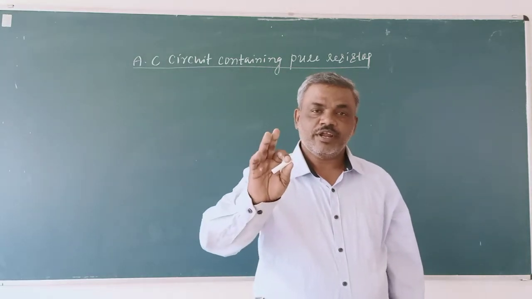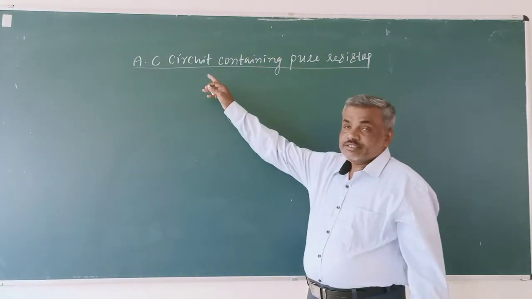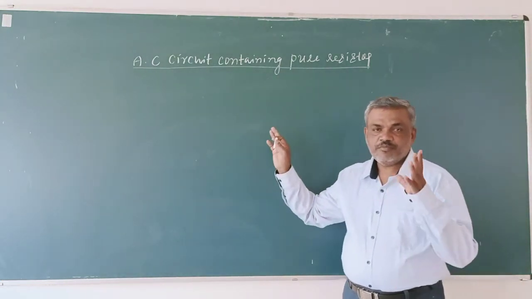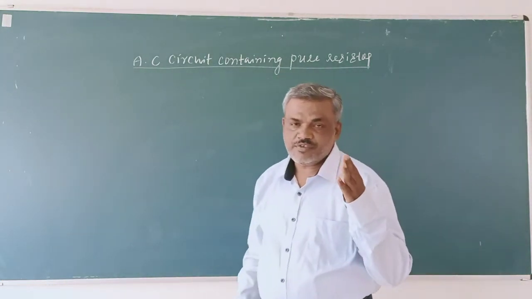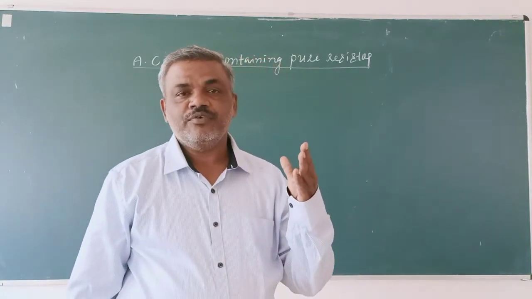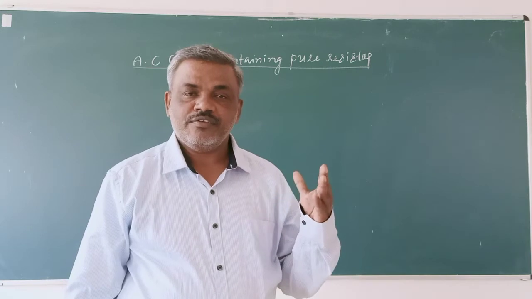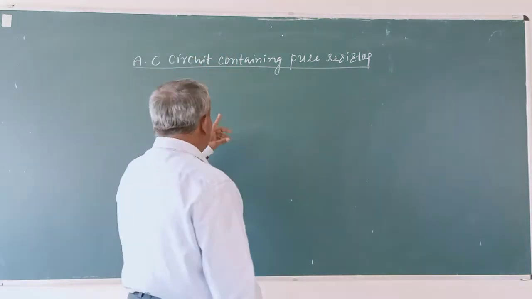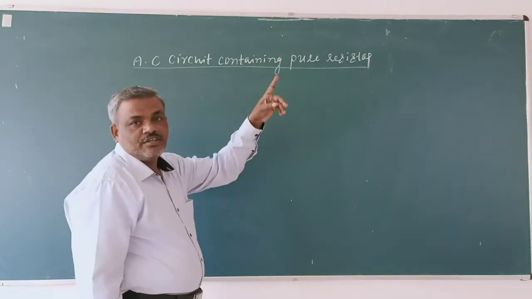Students, today's class is AC circuit containing a pure resistor. The three important AC circuits are: AC circuit containing a pure resistor, AC circuit containing a pure capacitor, and AC circuit containing an inductor. Now, the first circuit: AC circuit containing a resistor.